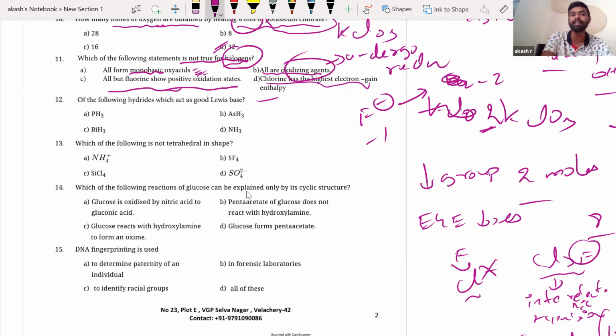So all the statements are correct, right? So there's a mistake in this question. Have they given option A as the correct answer? People, what is the correct answer given to this question in your answer key?